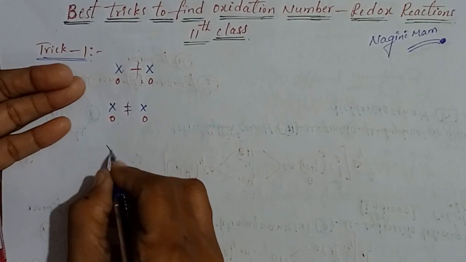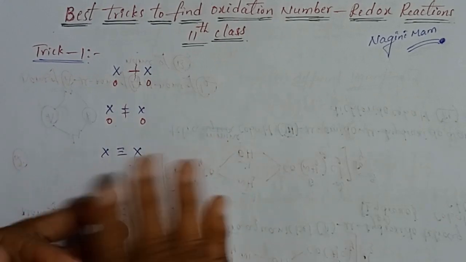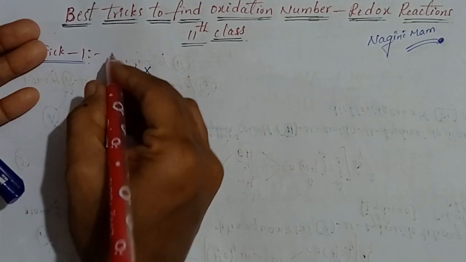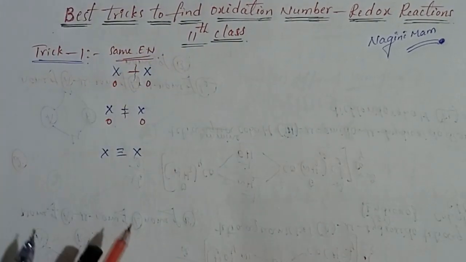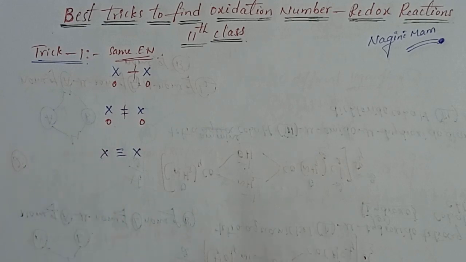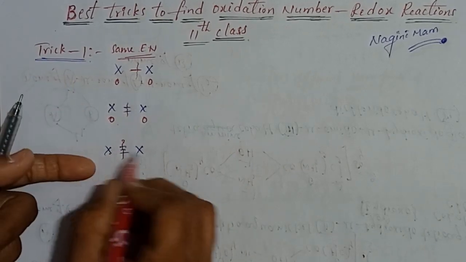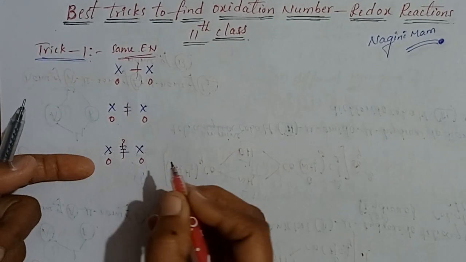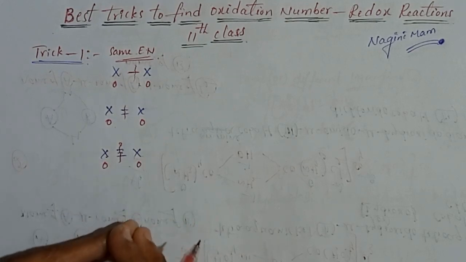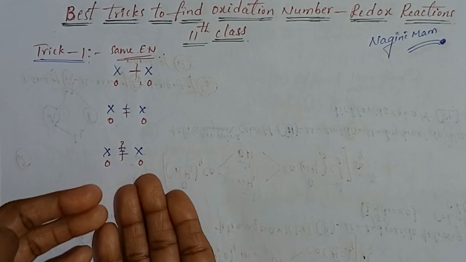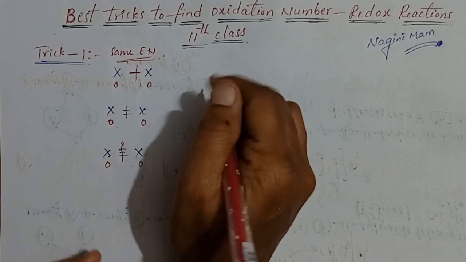Next, same elements only. If a triple bond is present between the same elements, that means they have the same electronegativity values. When you break this bond, these two elements will get the oxidation number 0, because they have the same electronegativity values. So here the oxidation number is 0. Now I am taking elements with different electronegativity.